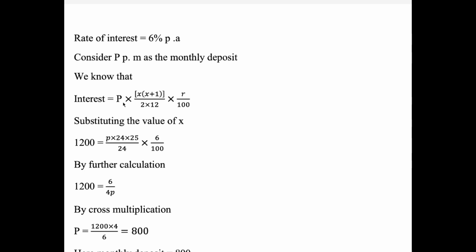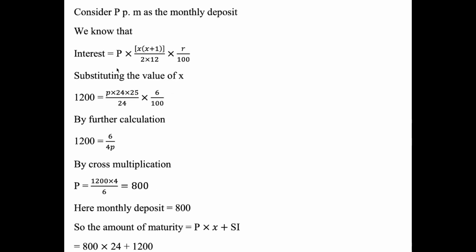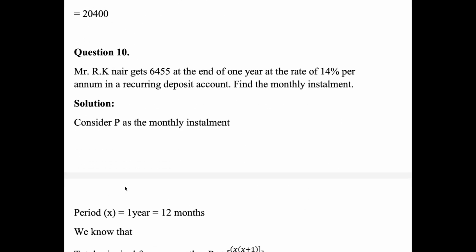So see, that is P into x into x plus 1 by 2 into 12 into R by 100, or in place of x you can use n also, n into n plus 1 by 2, the same thing. After that put the values, a little bit simplification. So here P will be equal to 800. So the amount of maturity 800 into 24 months, that is 2 years, plus 1200 as interest. So principal plus interest, maturity amount will be 20,400. Such an easy sum. Come to the next problem.